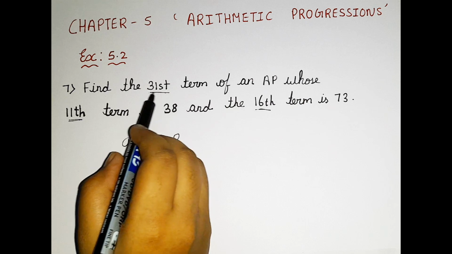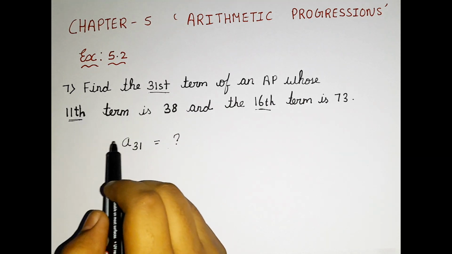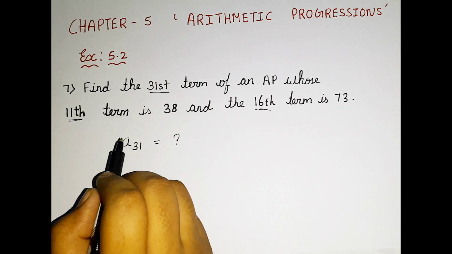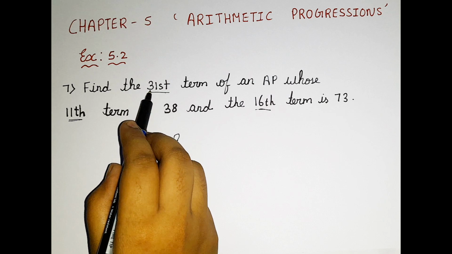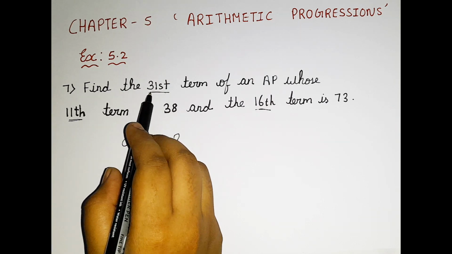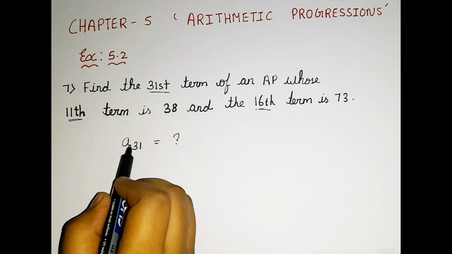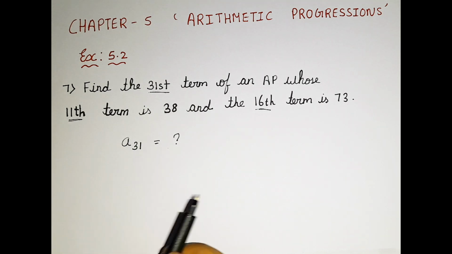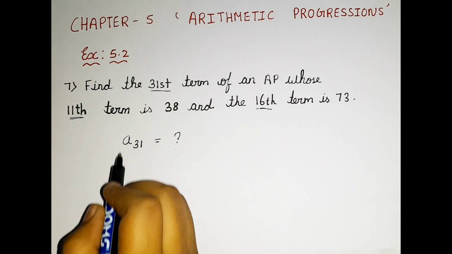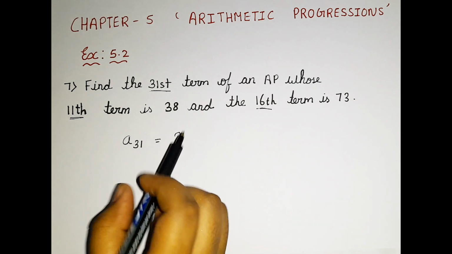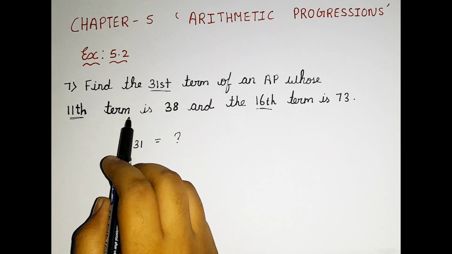So whenever you get something like 31st, 11th, where th is there, remember you are supposed to write it like this. Here they mentioned 31st, so I just wrote 31 a little bit small under the A. You are supposed to write it like this. Now we don't know the A31 value. So the 31st term of an AP whose 11th term.